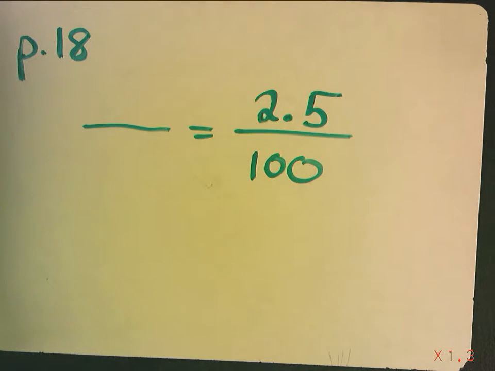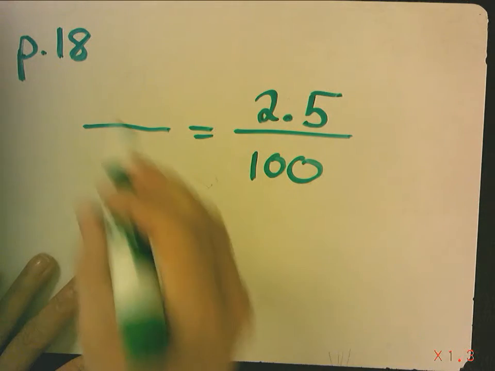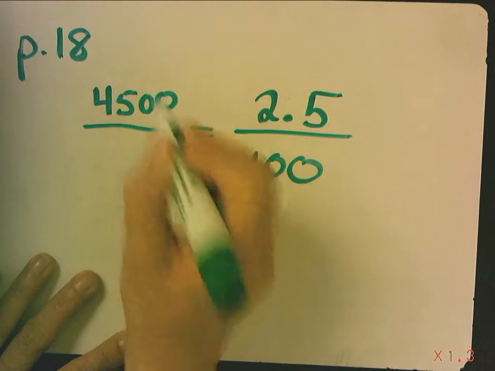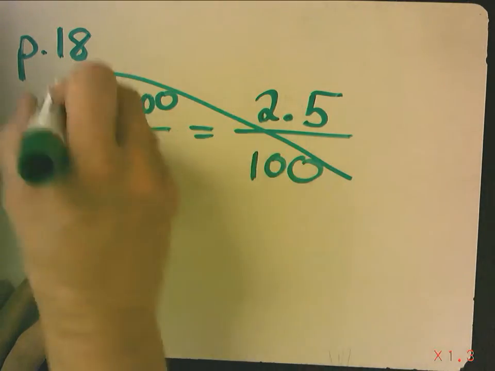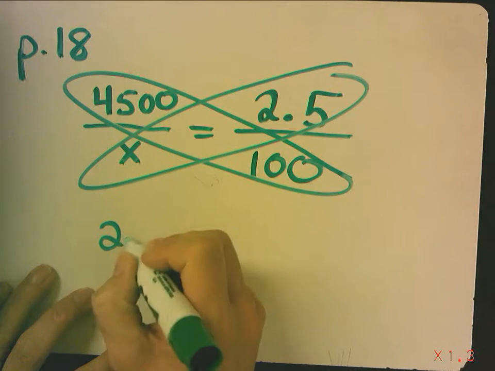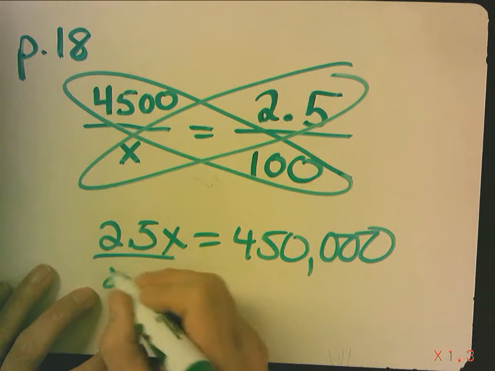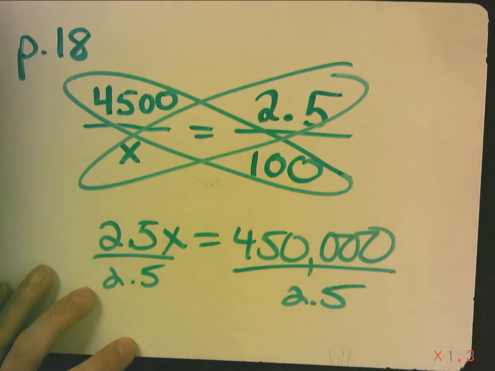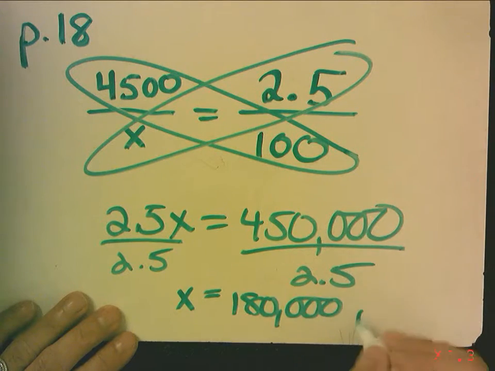Now, we just have to determine if the 4,500 pencils that did not have graphite were the whole order sent to UMS or part of the order. Now, this was only 2.5% of the pencils, so it is part. So we put 4,500 on the top and X on the bottom. Now, to solve this, we say 2.5x equals 450,000. We divide both sides by 2.5, and using our calculator, we get x equals 180,000 pencils.